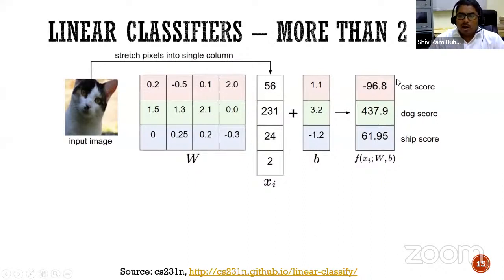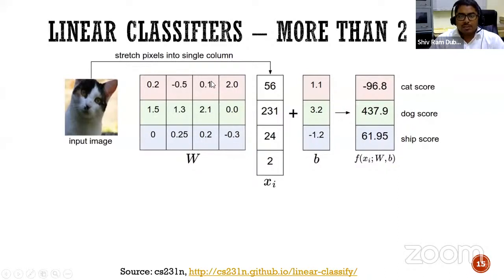So how can we get the class score? We have the sample image here, or any data that we are getting, and we represent that data in feature space. Suppose this is the feature representation of the data, that is 56, 231, 24, 2. And what is the dimensionality of the feature? That becomes the number of columns in our W matrix, which is also called the weight matrix or parameter matrix. So if you see the number of columns here, it is 4.